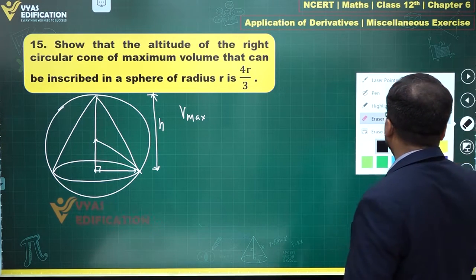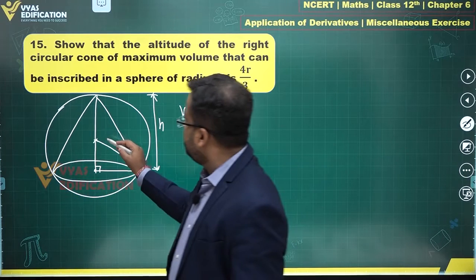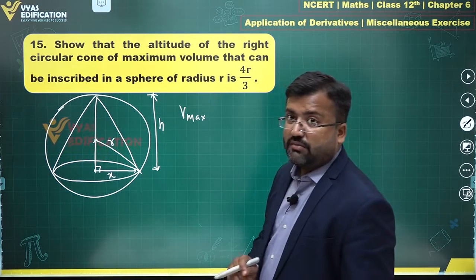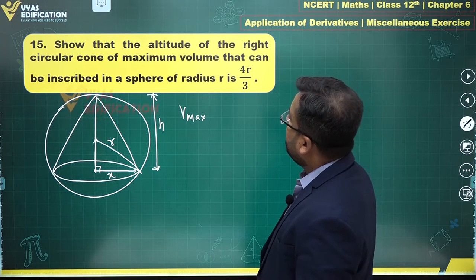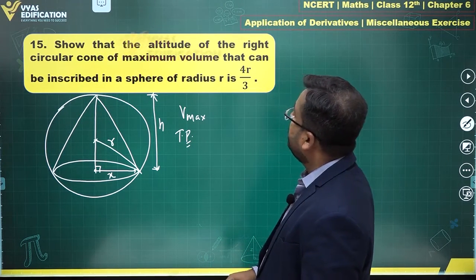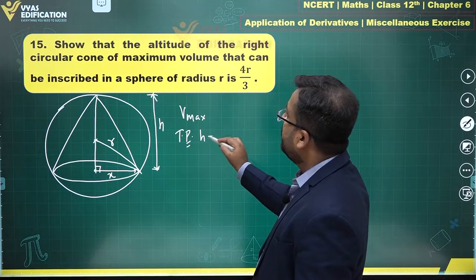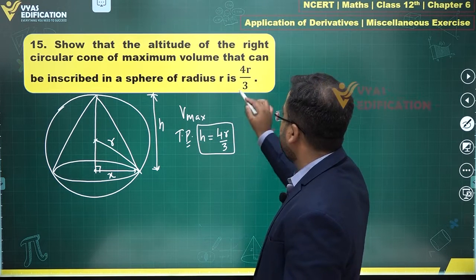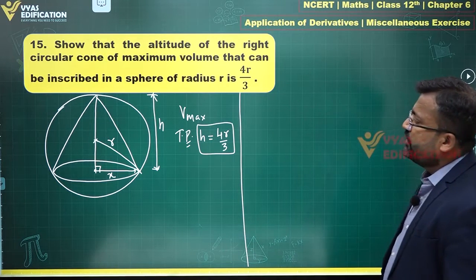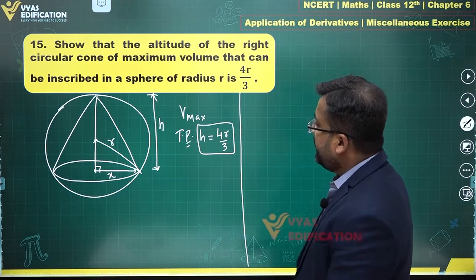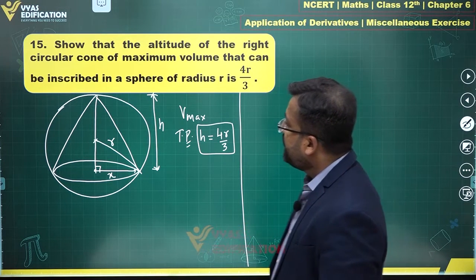Okay, and what do we have? This is small r, and let's take this radius as x for that matter, right? Okay, and to prove, what are we supposed to prove? That the altitude of the right circular cone h is equal to 4r by 3. This is what the person says, right? Volume is maximum. Okay, we have solved a similar question in the exercises before this, and we can handle this one as well, right? So what do we have?